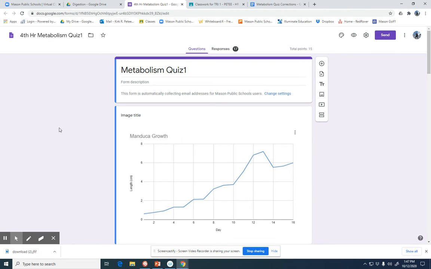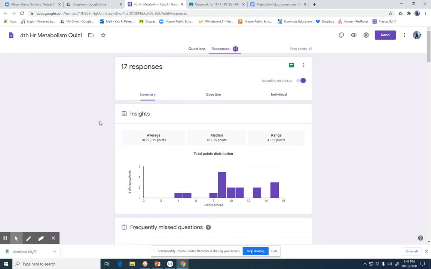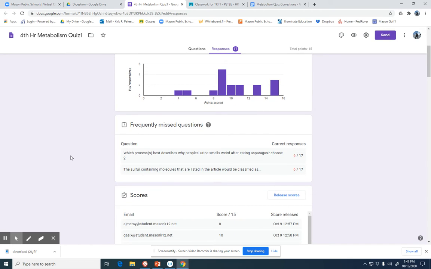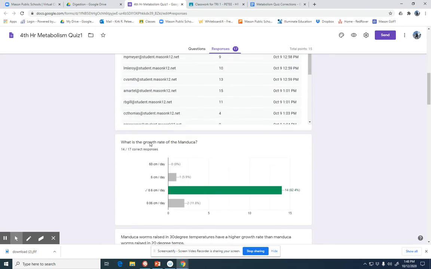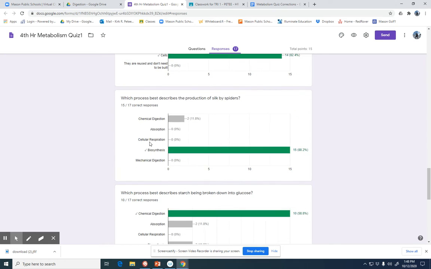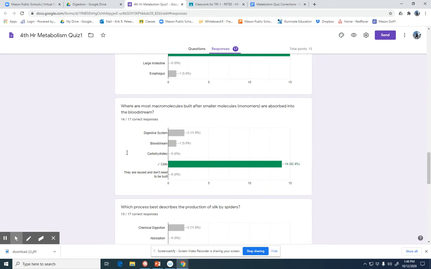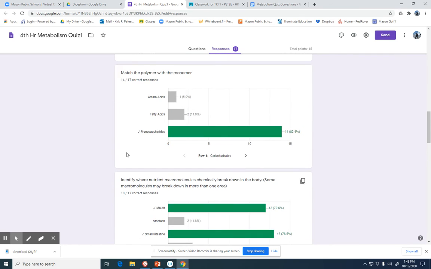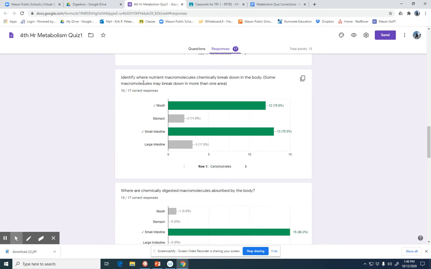By looking at fourth hour quiz, and this is probably the same as it would be for the other two hours, the most frequently missed questions are the last two questions, which regard the sulfur questions, and also some people miss the questions regarding the breakdown of molecules. So let me show you those. Identify where nutrient macromolecules chemically break down in the body. Some macromolecules may break down in more than one area.